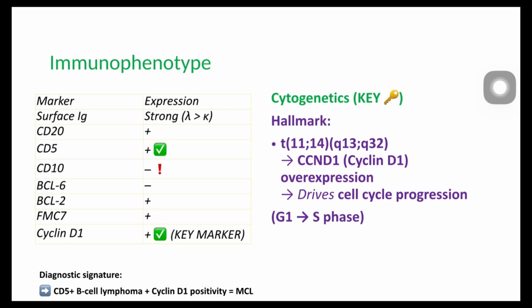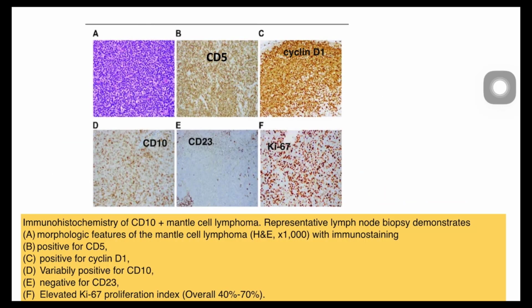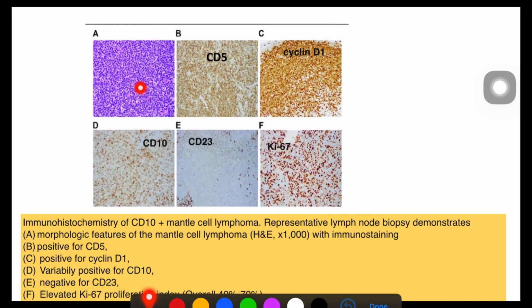So cytogenetically, t(11;14)(q13;q32), with cyclin D1 overexpression, which drives the cell cycle progression from G1 to S phase. So cyclin D1 is the key marker. Here you can see mantle cell lymphoma, this is the HE section.